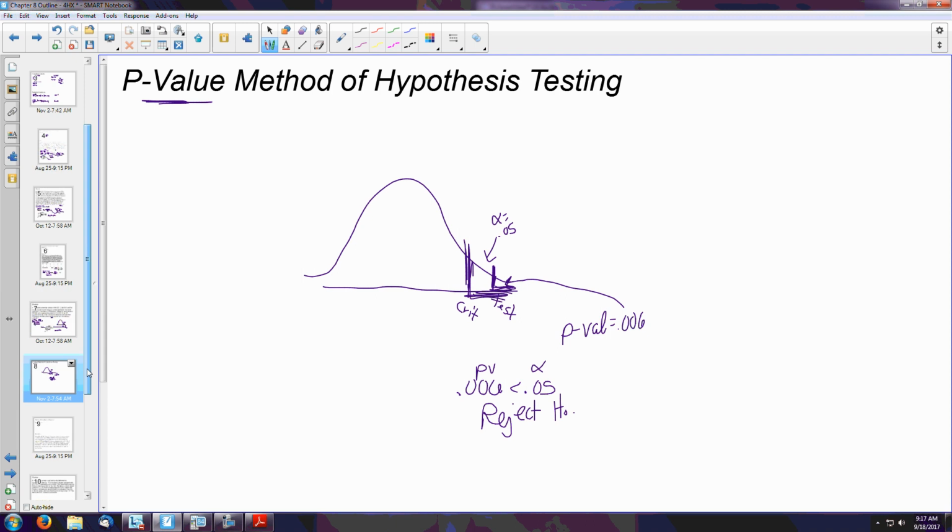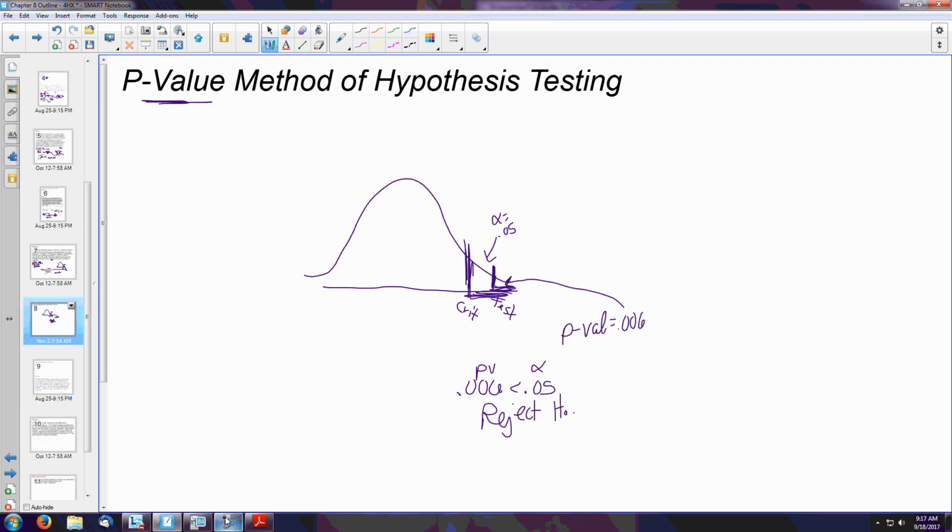So for the final examples in the next video, we'll look at proportion testing. We're going to use the p-value method exclusively just to see how this all fits in. Stay tuned for more.